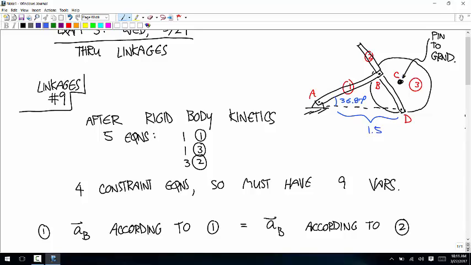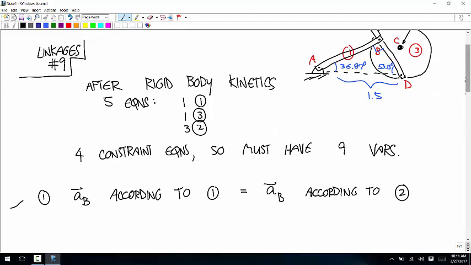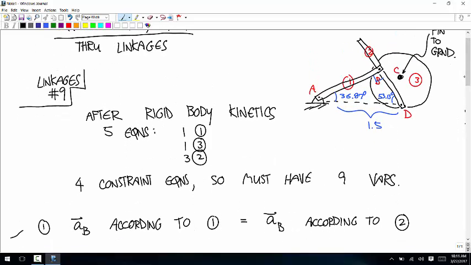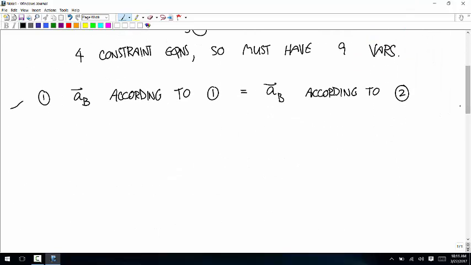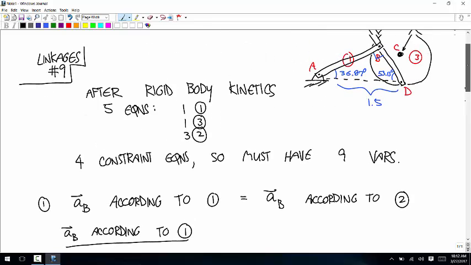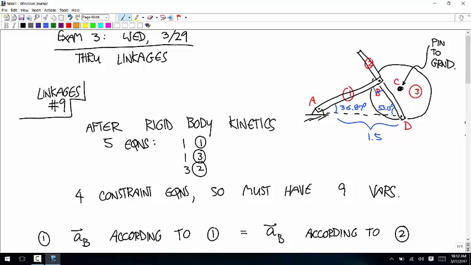Okay, and then this one's 90, so this one is 53.13. Okay, so we'll first calculate the acceleration according to member 1, AB. So the circular motion is this.